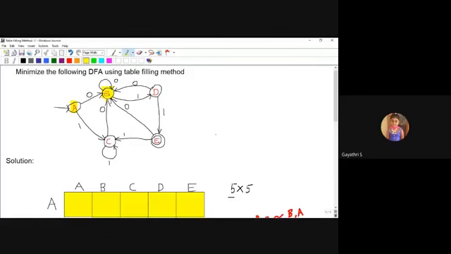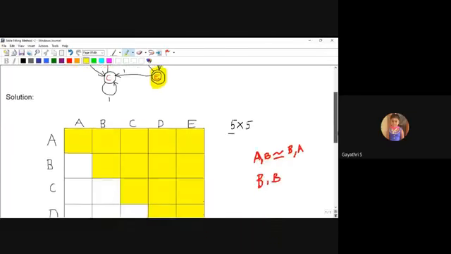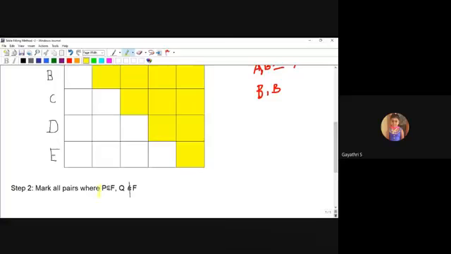Here B is a non-final state, and A is also a non-final state. Both are non-final. There is only one final state, which is E. So if I choose the AB pair, both are non-final states, so no more marking is there. The marking applies only when one state belongs to final and the other state does not belong to final. Only these combinations I have to mark.